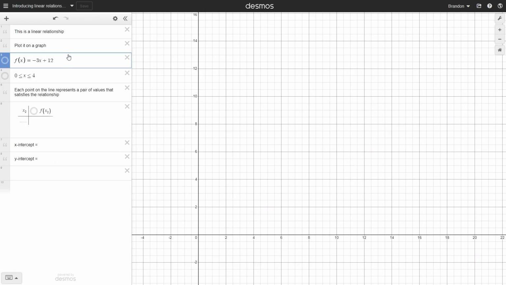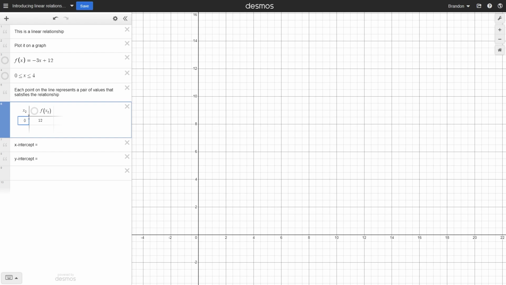Okay, what we want to do now is plot a linear relationship. So what we've got here is the function f(x) = -3x + 12. So you do negative 3 times whatever x is, and then you add 12 on the end. And we're just going to do that for the numbers from 0 to 4. So I've got my Cartesian plane over here. I'm going to graph the points from 0 to 4.